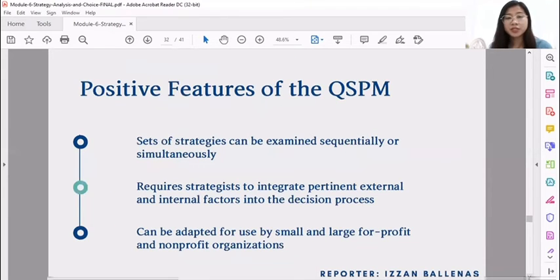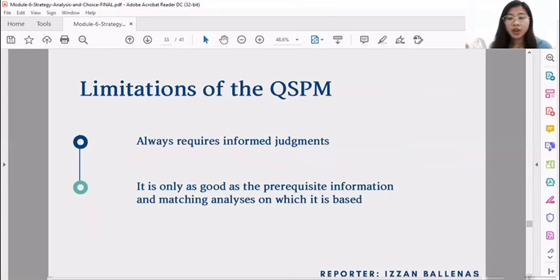There are 3 positive features of the QSPM. First, sets of strategies can be examined sequentially or simultaneously. Second, it requires strategists to integrate pertinent external and internal factors into the decision process. Third, it can be adapted for use by small and large for-profit and non-profit organizations. There are 2 limitations of the Quantitative Strategic Planning Matrix. First, it always requires informed judgment, and it is only as good as the prerequisite information and matching analysis on which it is based.